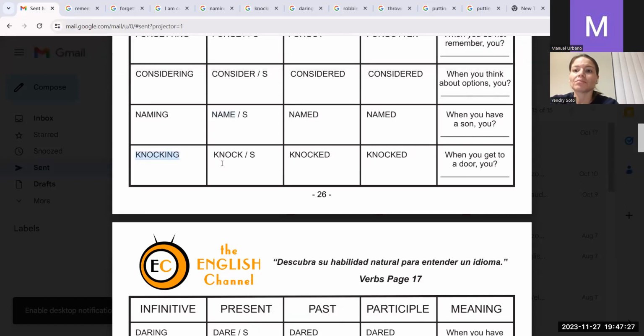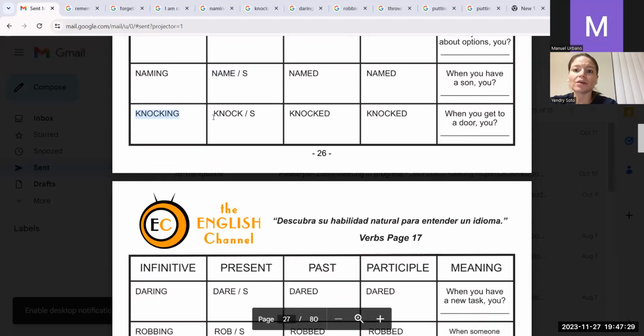Please repeat. Knocking. Knocks. Knock. Knocked. Knocked. Is the pronunciation different? No, it's the same. Knocked, knocked.